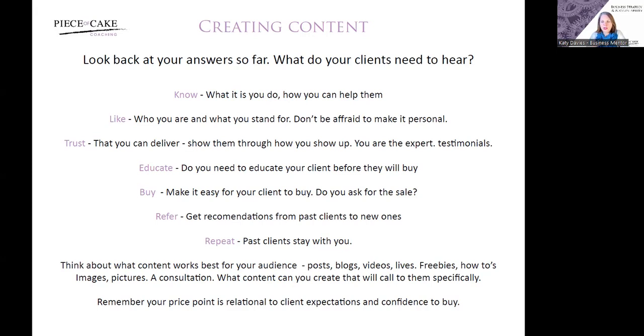They're going to see you commenting on everybody else's posts. They're going to see you interacting in different ways. So how you show up will naturally add that trust factor in.